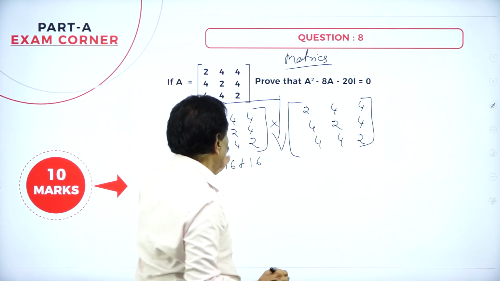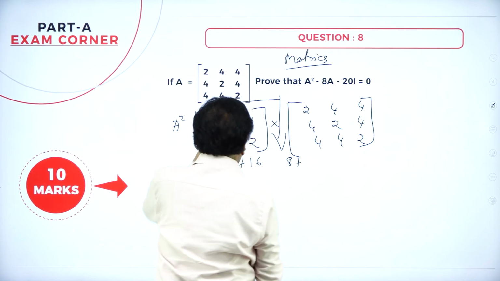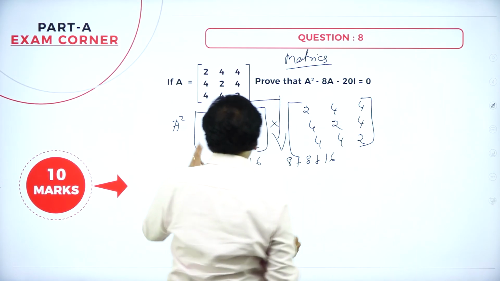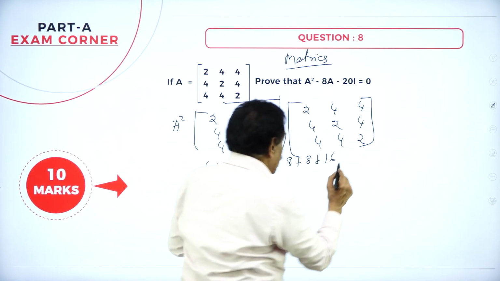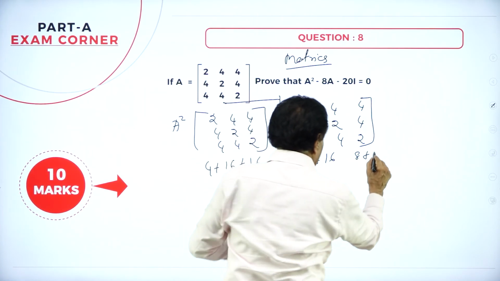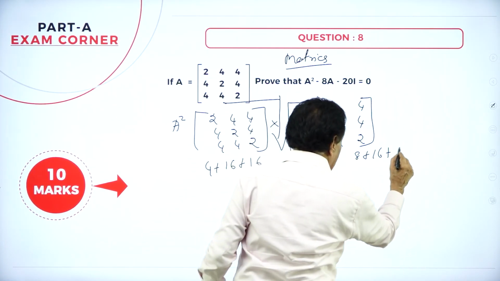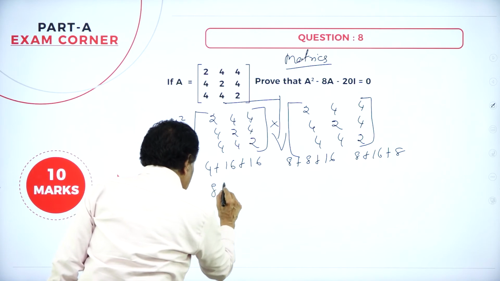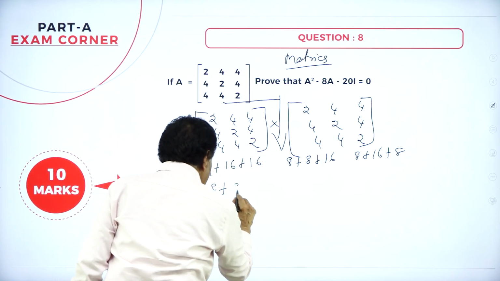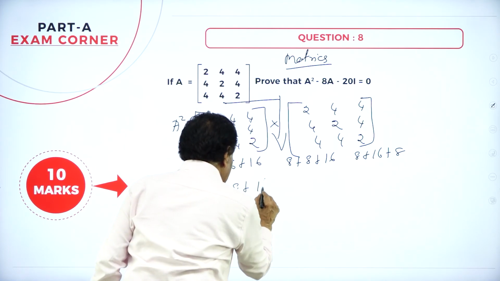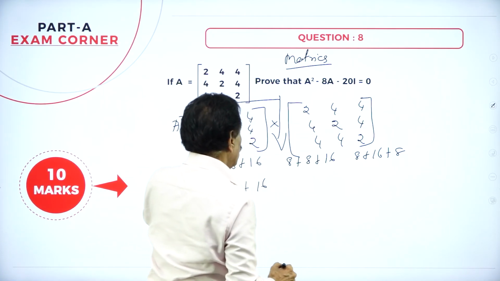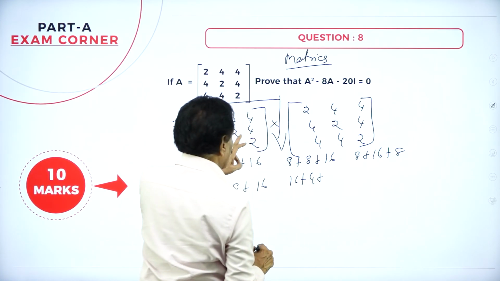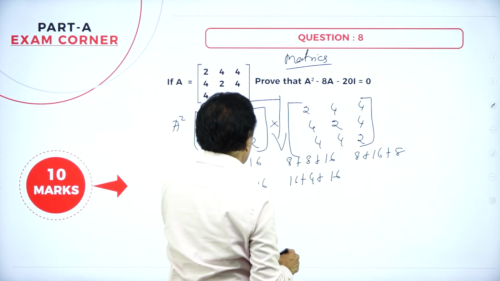Come back to second line. 2 4s are 8, 4 2s are 8, 4 4s are 16. Come back to third line. I think you are following. 2 4s are 8, 4 4s are 16, 4 2s are 8. Come back to second row. 4 2s are 8, plus 2 4s are 8, 4 4s are 16. So come back to second one. 4 4s are 16, 2 2s are 4, 4 4s are 16.